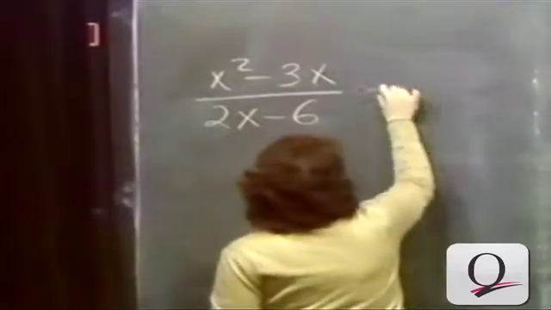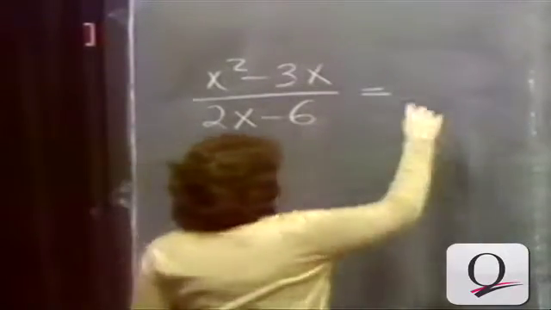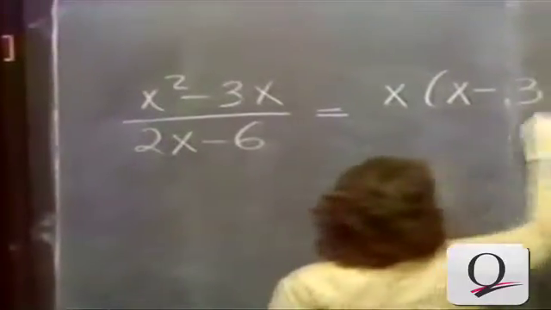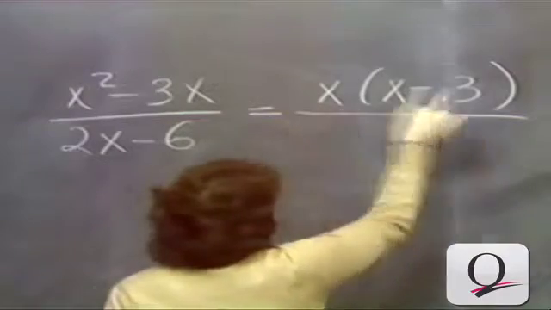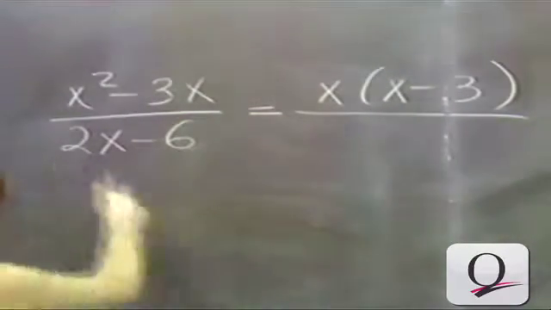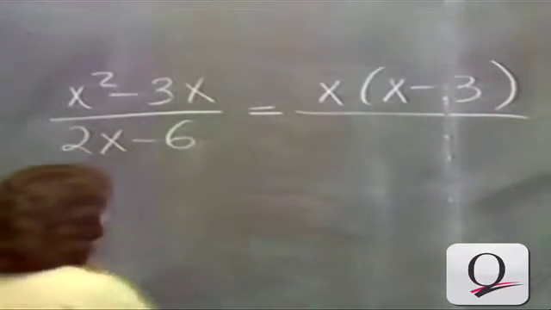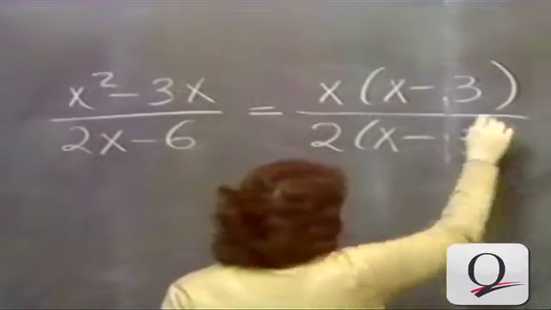In the numerator, we notice that both of these terms have an x in common. We can factor out an x, and we get x times x minus 3. This is x squared minus 3x by the distributive law, which is what we wanted. Now, in the denominator, notice that both of these terms, the 2x and the 6, have a 2 in common. We can factor out the 2, which would leave us with x minus 3 in parentheses.